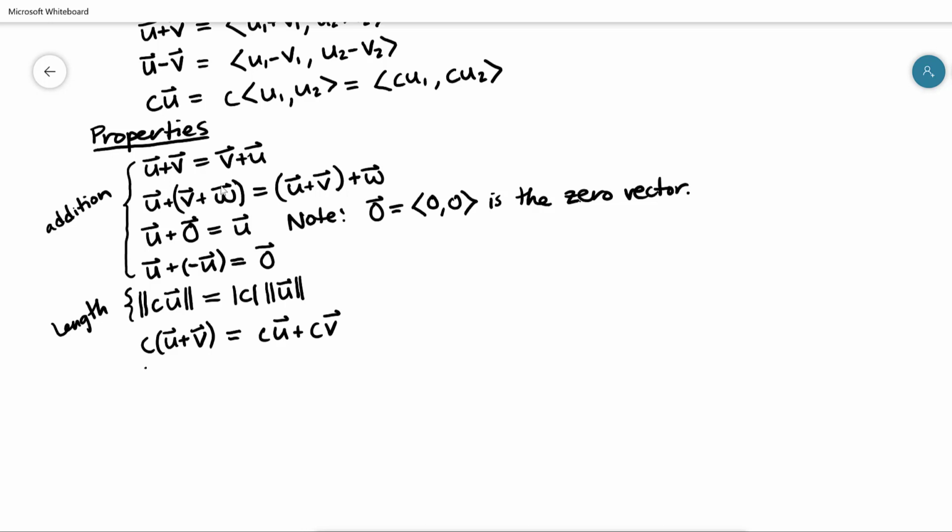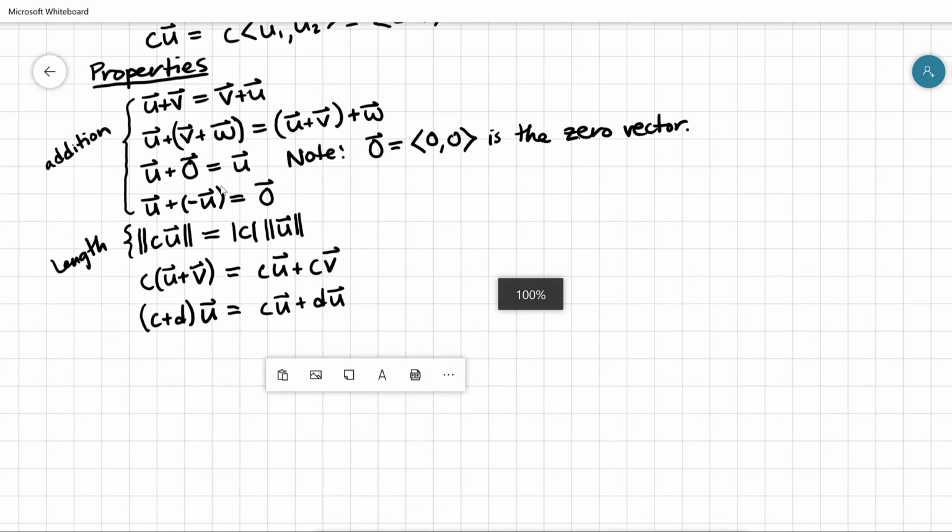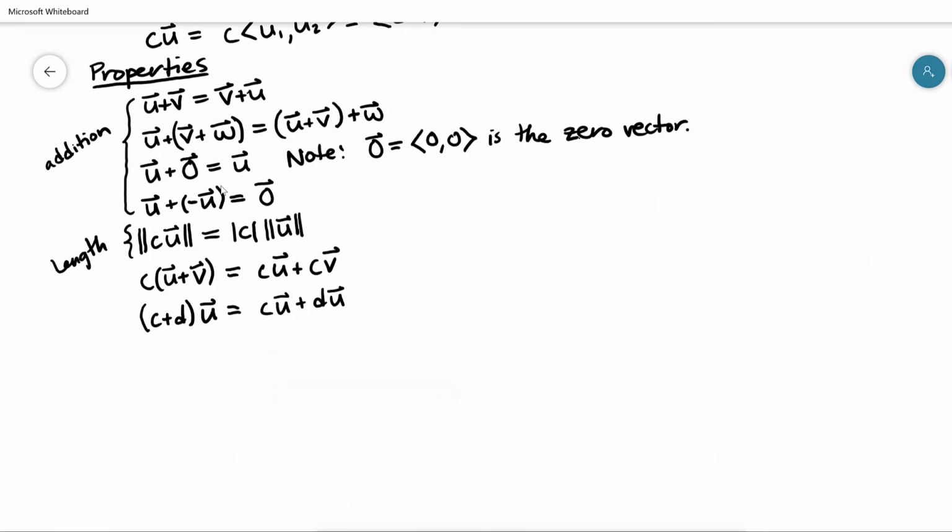There's also a distributive property where I could add my two scalars and multiply by u, and it distributes through similarly, cu plus du. So there's multiple distributive properties. We also have an associative property of multiplication. So if I do c times d times u, I can think of it as being c times d first and multiplying that scalar by u. I could do c times the vector that's the result of du, and I can switch the order, commutativity of the two scalars, to be d times cu. All of those are equivalent. Sort of the order of the multiplication by the scalar doesn't matter.